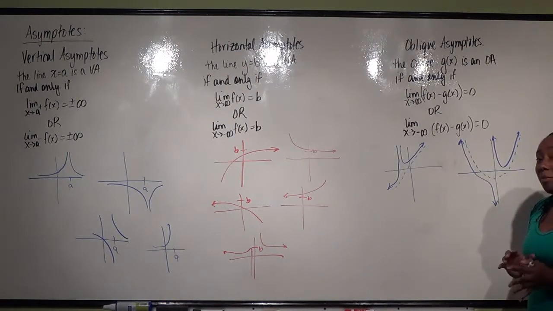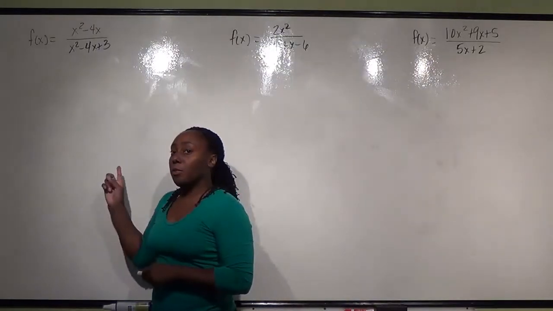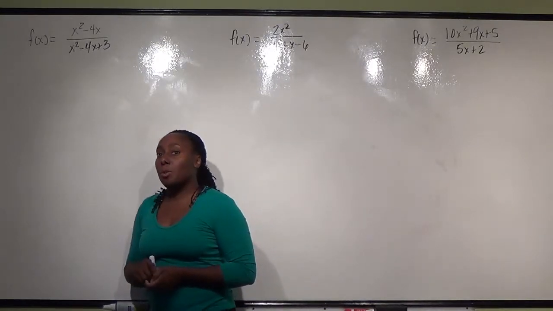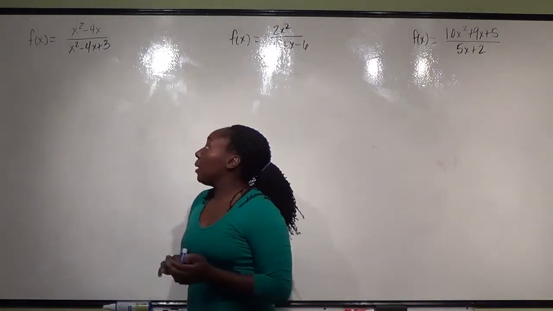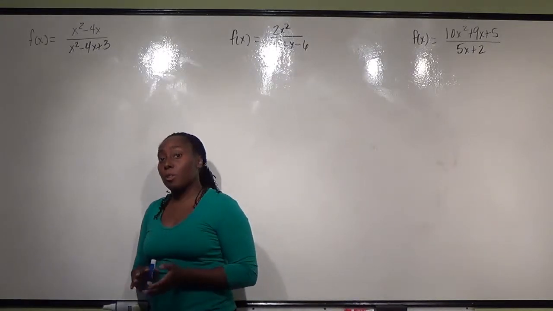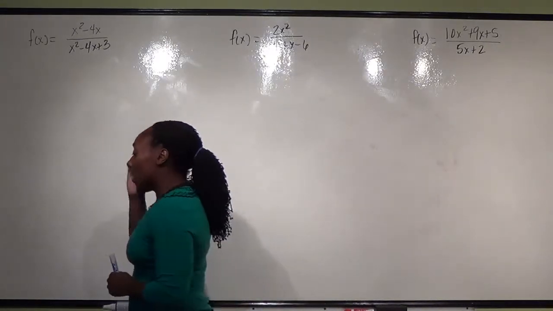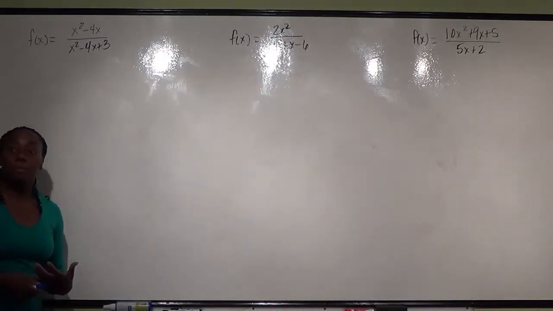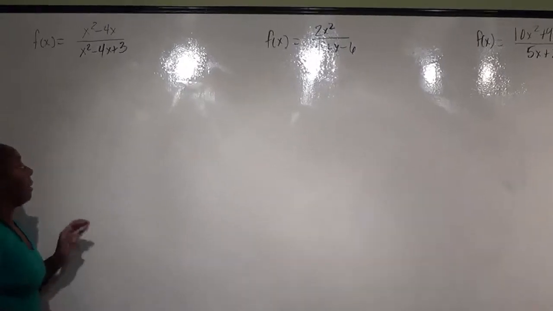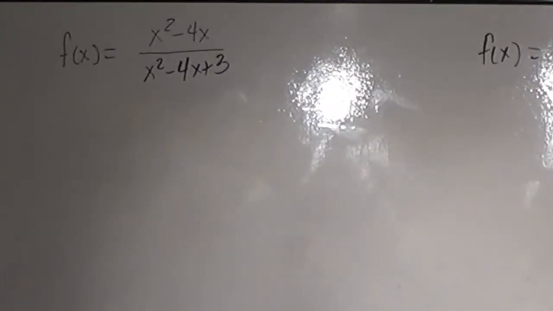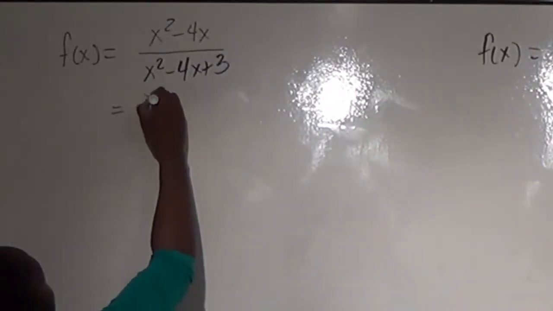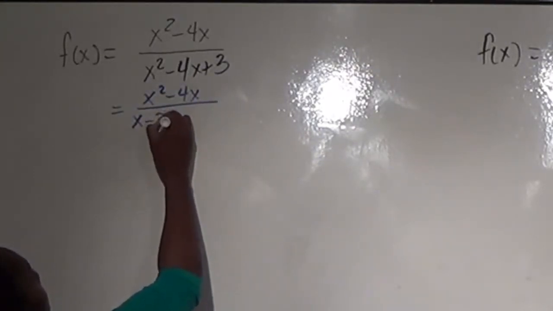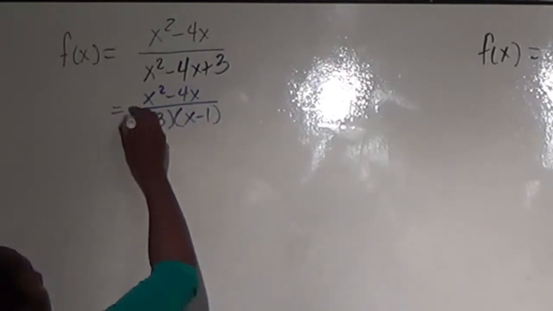So let's look at a couple of examples. In this first example, f of x equals x squared minus 4x over x squared minus 4x plus 3. We want to find the asymptotes for this function. Our vertical asymptotes, like we said, are usually the easiest to find because we're just looking for where the function is undefined. So here, I can rewrite this function as x squared minus 4x over x minus 3, x minus 1.